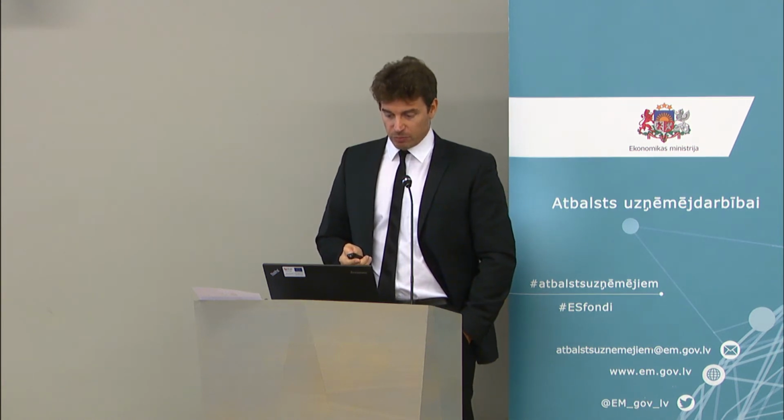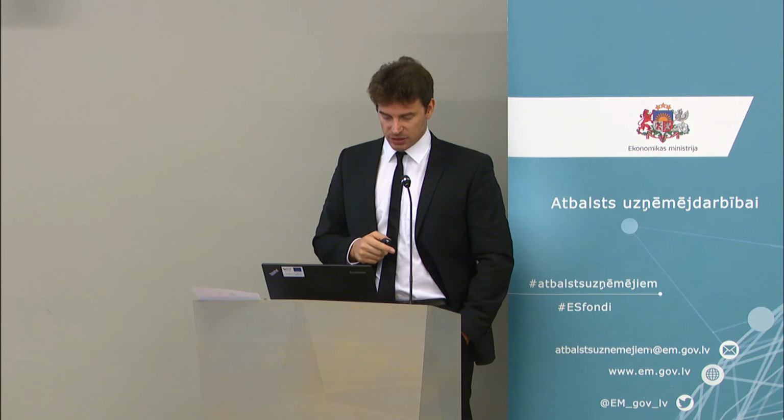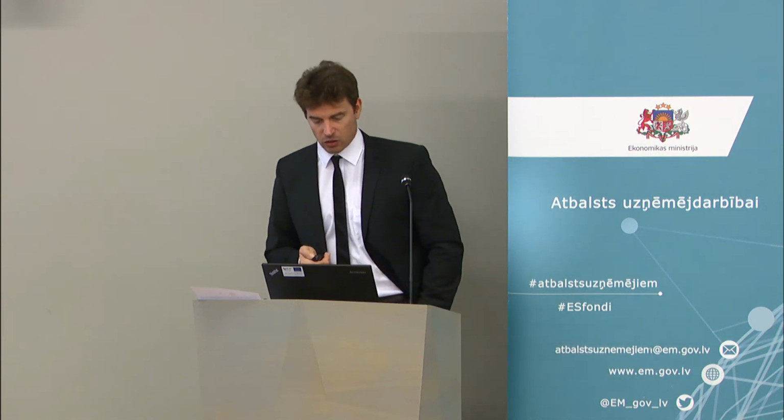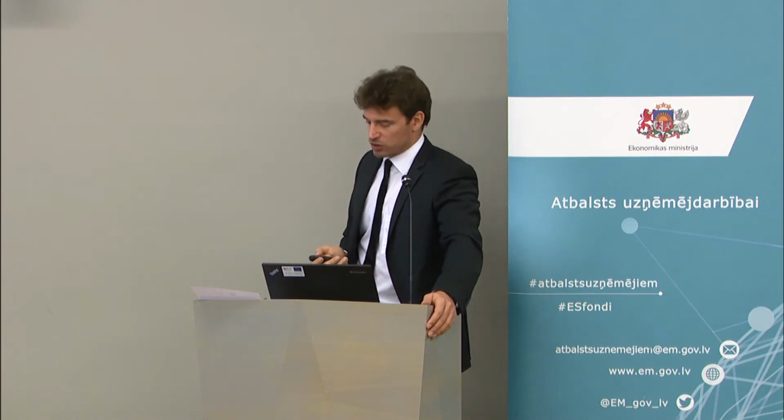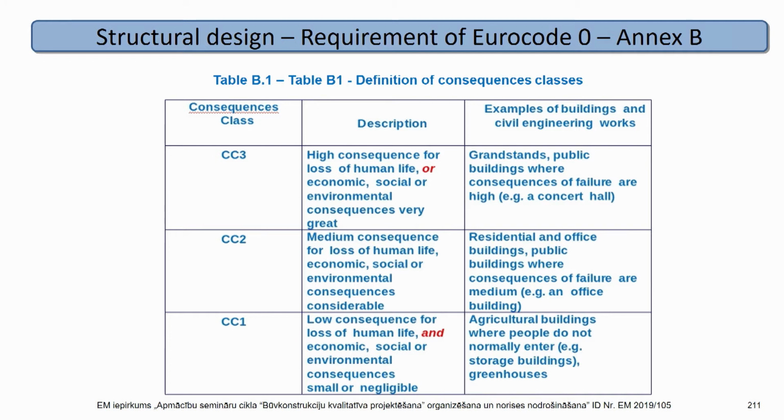For the purpose of reliability differentiation, consequence classes, CC, which I was speaking about before, are established by considering the consequences of failure or malfunction of the structure, as given in the table. These are actually quite important. These are the three consequence classes. The first one, the highest, number 3, is when you have a very high consequence for loss of human life, or economic, social or environmental consequences, very, very great.